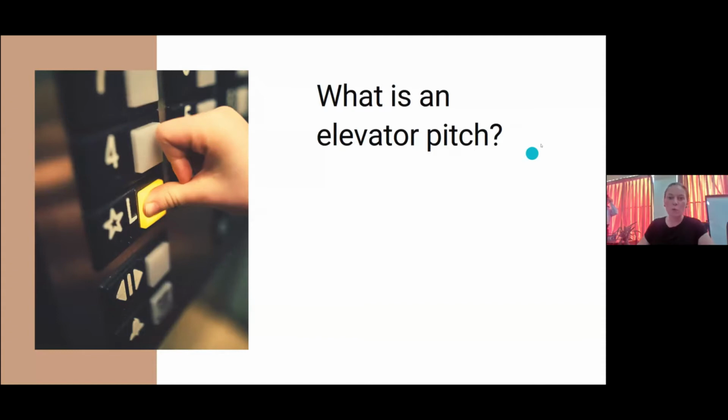Okay, so what is an elevator pitch? Because if you never heard about it before, let me tell you that it's a very beautiful technique to share an idea, to present a project in less than 1 minute. So that is basically the idea of an elevator pitch.